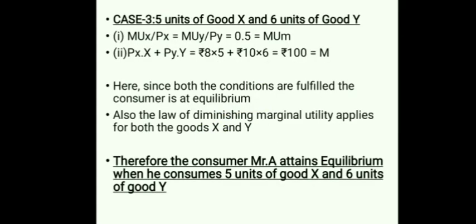In the third case, the consumer can consume 5 units of good x and 6 units of good y. What will happen in this case?